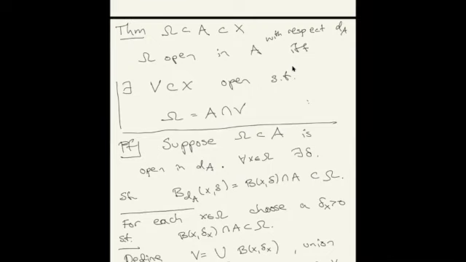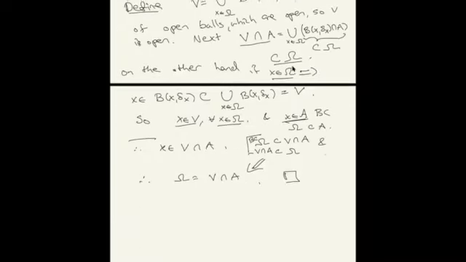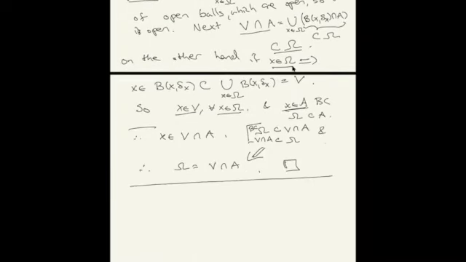And we're done for the one direction, from the first claim to the second claim. This is if and only if, so we have to do the other direction. It's a little bit easier. Suppose omega is equal to V intersected with A, where V is open. Well, we have to verify that omega is open in the restricted metric.